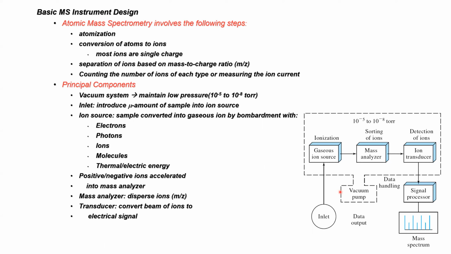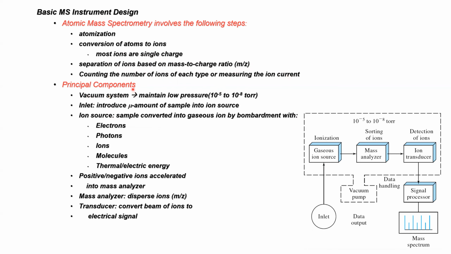So mass spectrometers, how do they appear? What do we have? Atomic mass spectrometry involves the following steps. This involves atomization, conversion of atoms to ions. Most ions are going to have a single charge. Then separation of ions based on the mass to charge ratio, m/z, and then counting the number of ions of each type, or measuring the ion current.